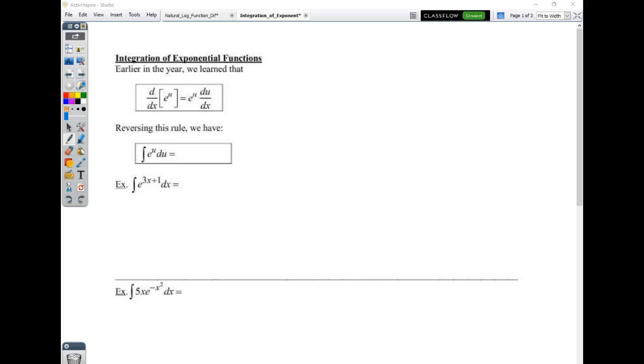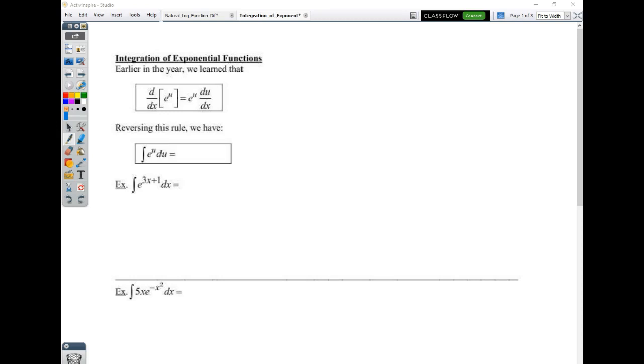The previous video was about natural log and where it came from in e to the x. Today we're going to be looking at the integration of e to the x, and it is one of the easiest antiderivatives you will ever take, just like it is one of the easiest derivatives you will ever deal with.